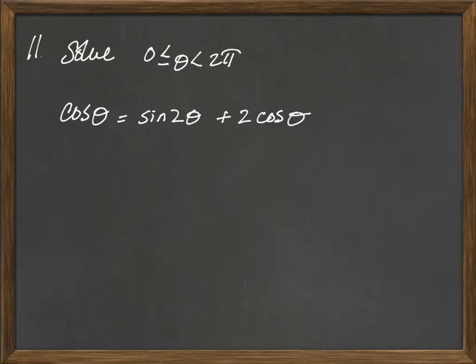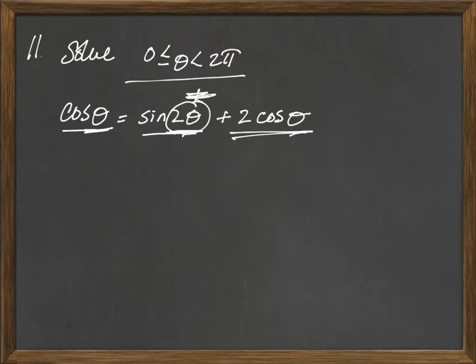Number 11 wants us to solve it between 0 and 2 pi, and we have a cosine theta, a sine 2 theta, and a 2 cosine theta. So right here we have a problem, because if we're supposed to solve for theta, we need to involve all these as theta, not 2 thetas. So this guy's in a bad position right here.